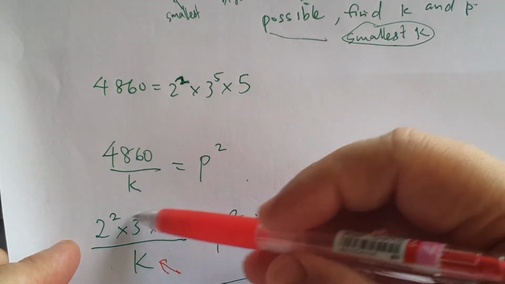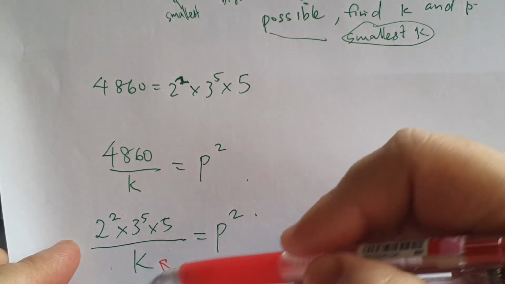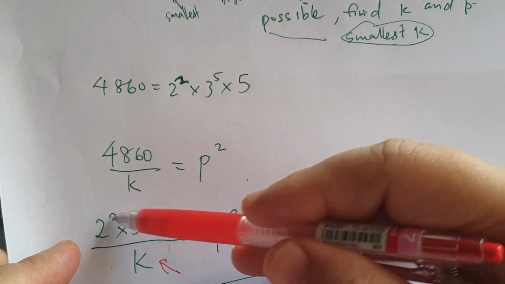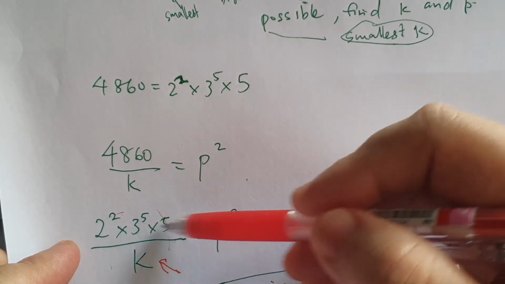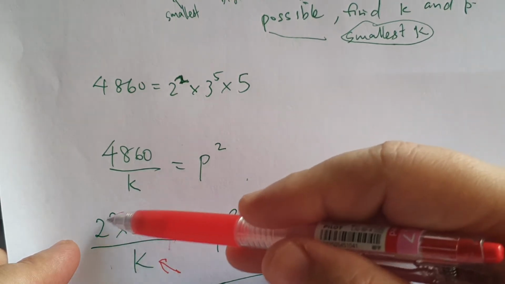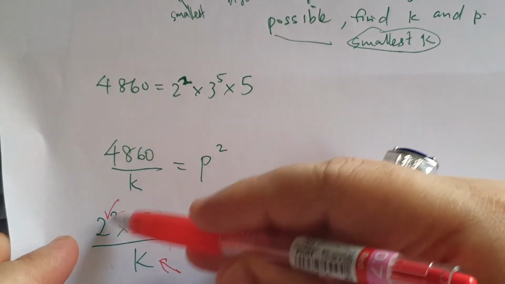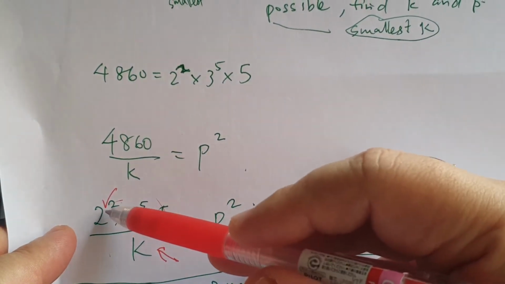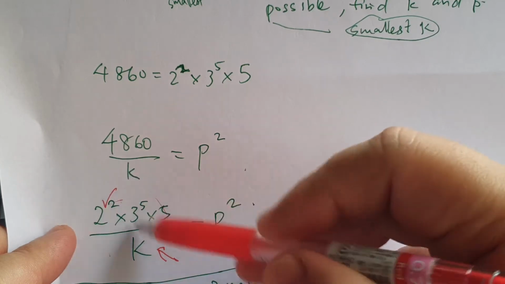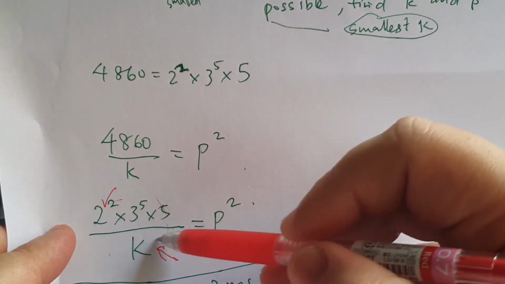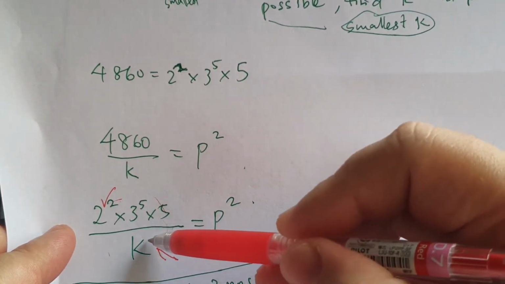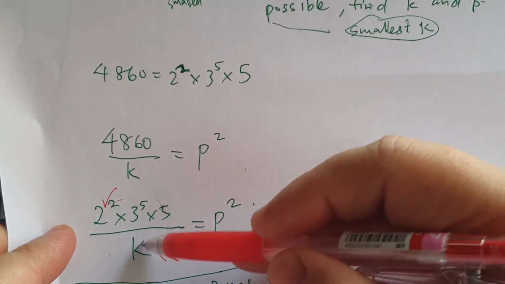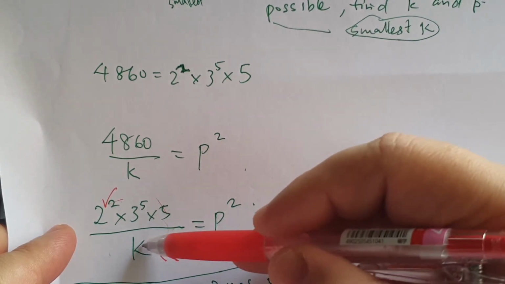Now you know that this whole fraction must be a perfect square. That means the power of each of these prime factors 2, 3, 5 must be even. So this is already even. We are happy with this, we leave this alone. Why leave it alone? Why can't I have k equal 2 squared and then I get rid of this? Because if it's 2 squared, the k will get bigger. So your k must be the least value of k. So we don't want too many numbers to be parked under k.